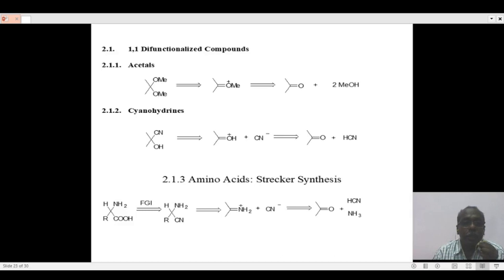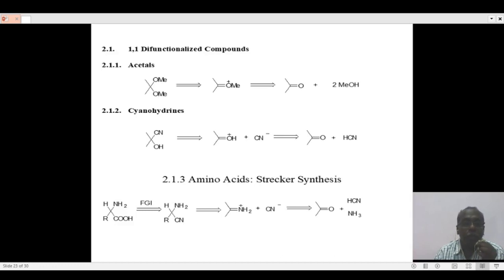Then another example is cyanohydrin. Here the cyano group is present on the same carbon and OH is also present on the same carbon. Therefore, it is an example of a 1,1 difunctionalized compound. When it is subjected to 1,1 disconnection, both the bonds are broken. You get the cyanide ion, CN minus, removed. Another synthetic equivalent is the ketone. When a ketone is treated with hydrogen cyanide, it undergoes nucleophilic addition. As a result of nucleophilic addition, you get this cyanohydrin.